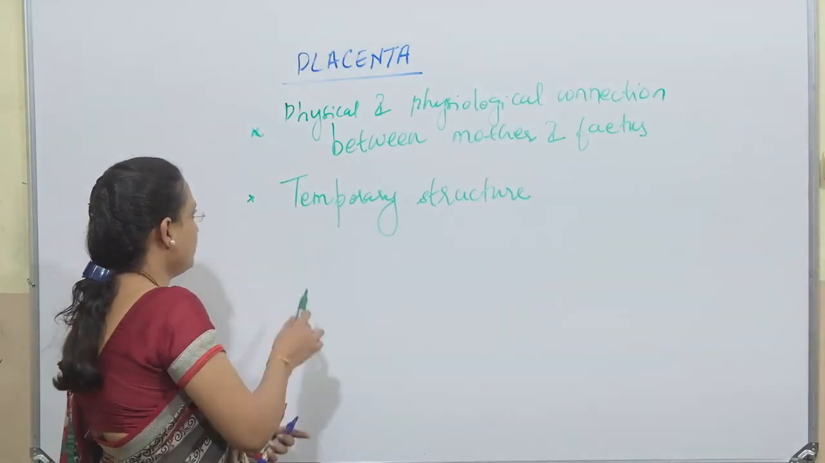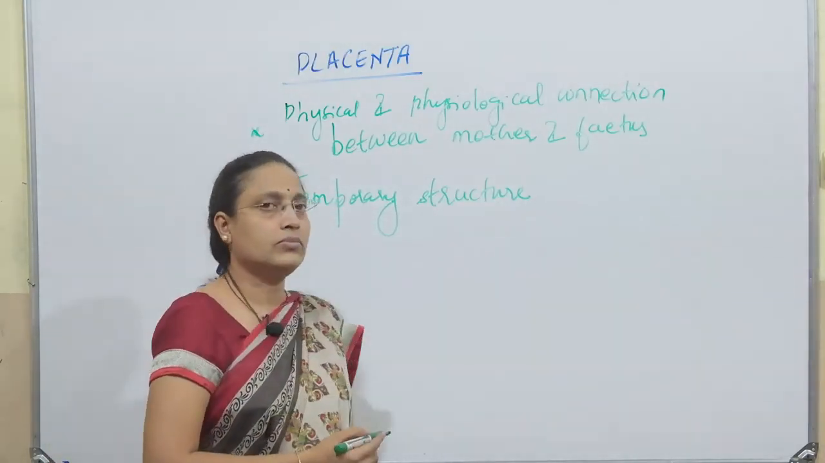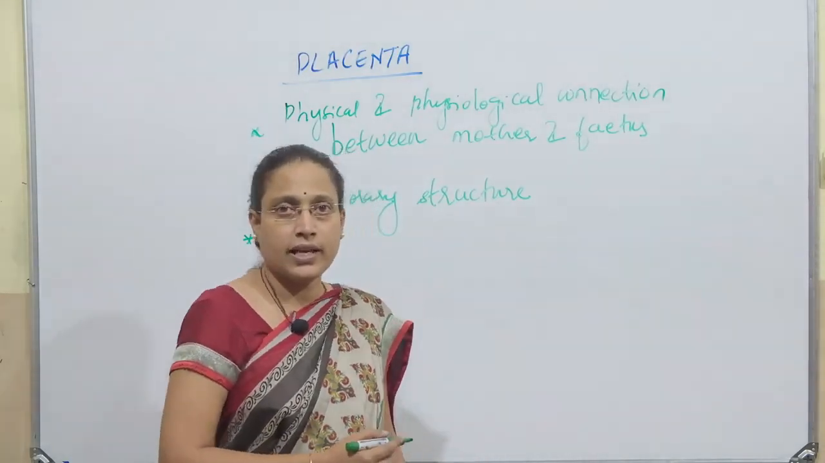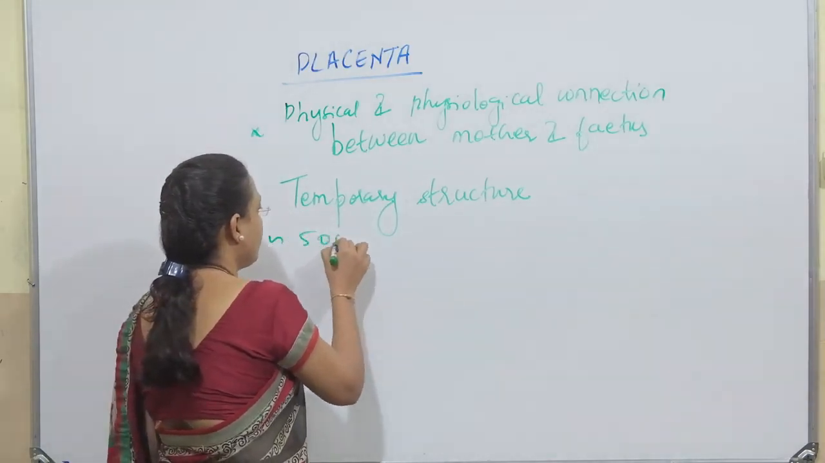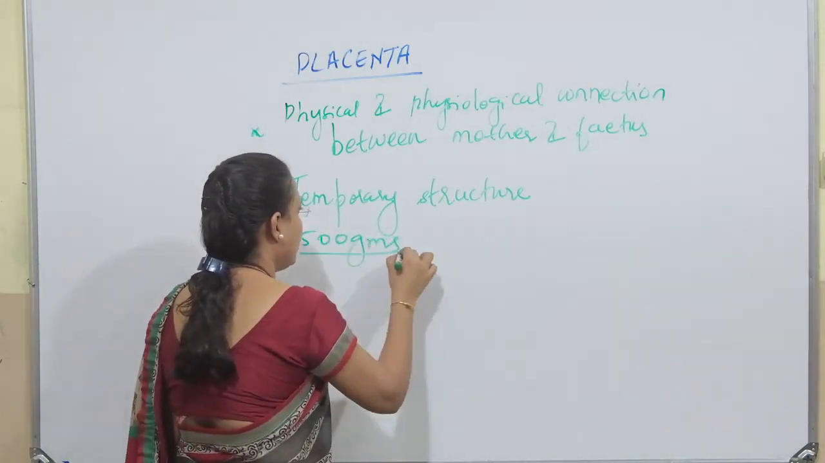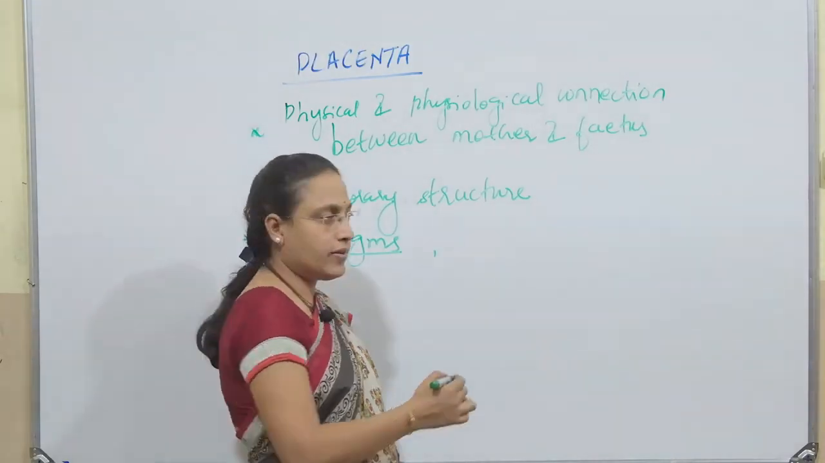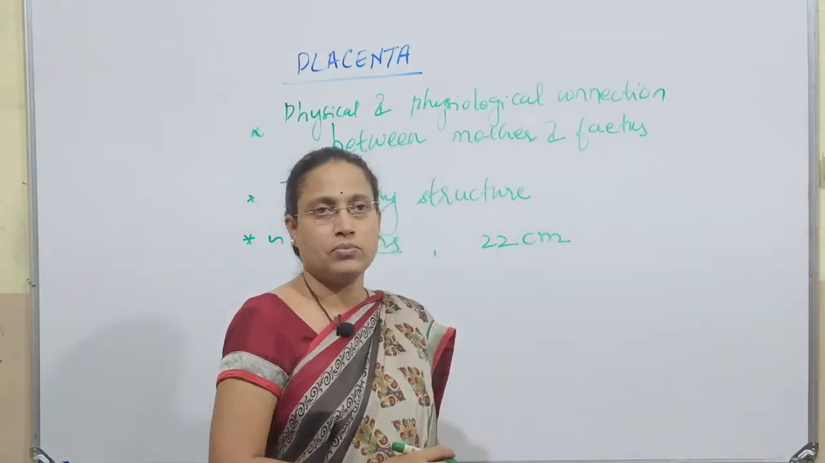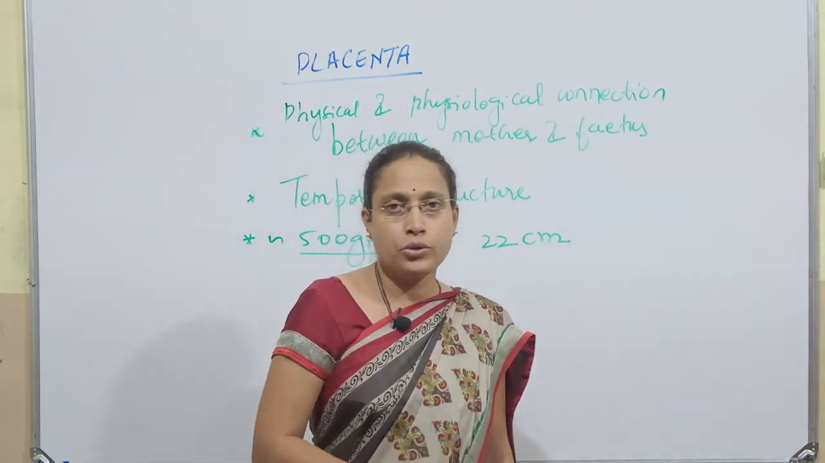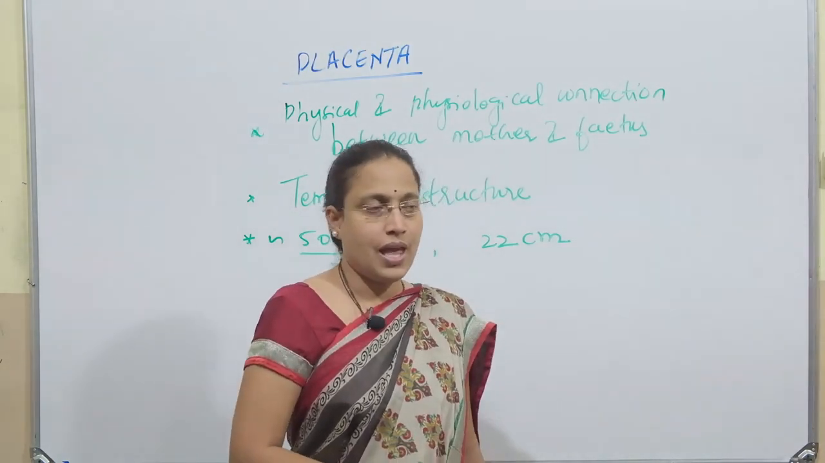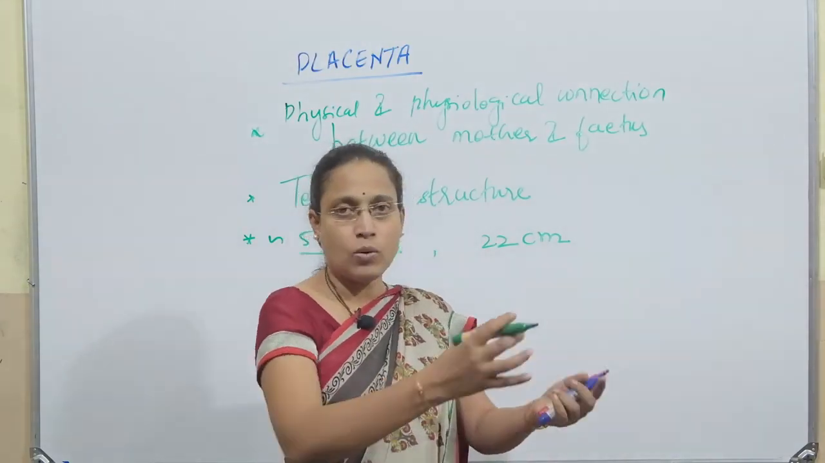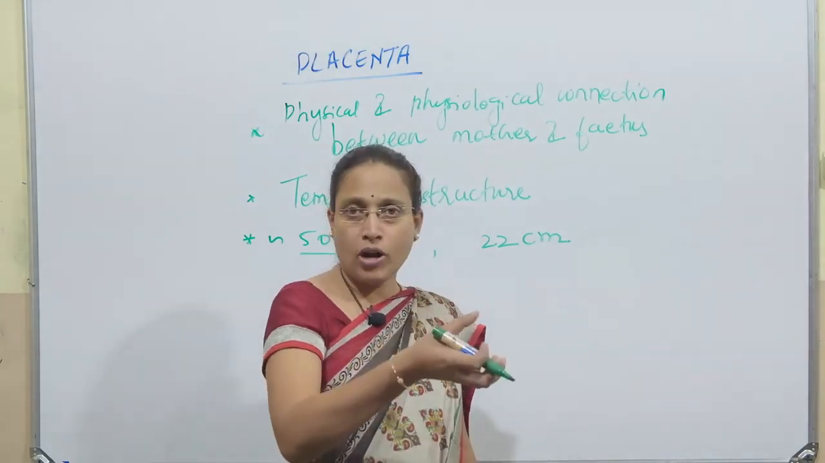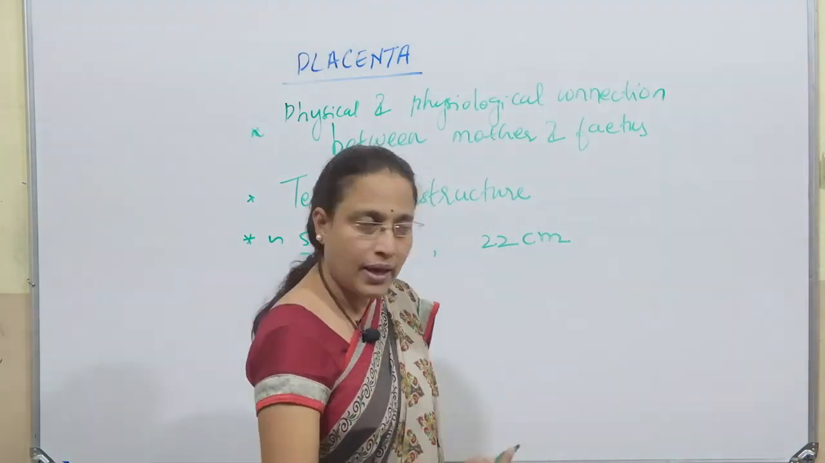Now placenta weighs about 500 grams on an average, and its diameter is 22 centimeters, and thickness is around 2 to 2.5 centimeters. It is round, about the size of a dinner plate, and the thickness is more at the center compared to the periphery.